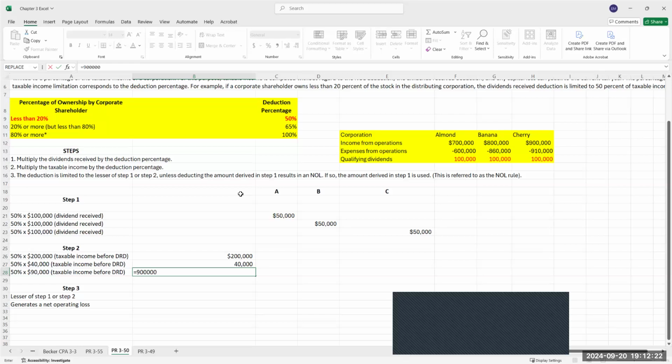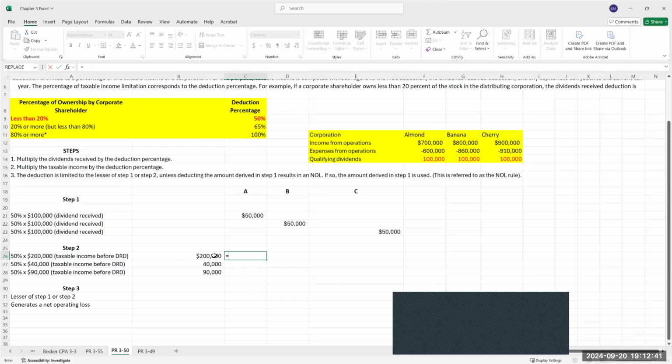$900,000 of income. We subtract the expenses from operations, and then from there, we add the qualifying dividends received. So therefore, there's $90,000 of taxable income before the dividends received deduction. So now we move on to the next step.